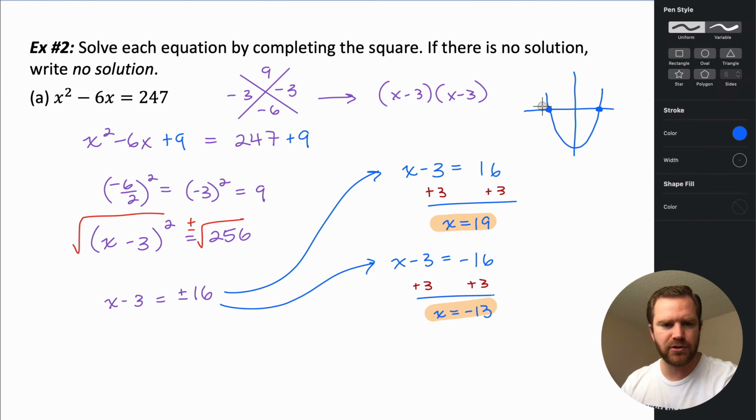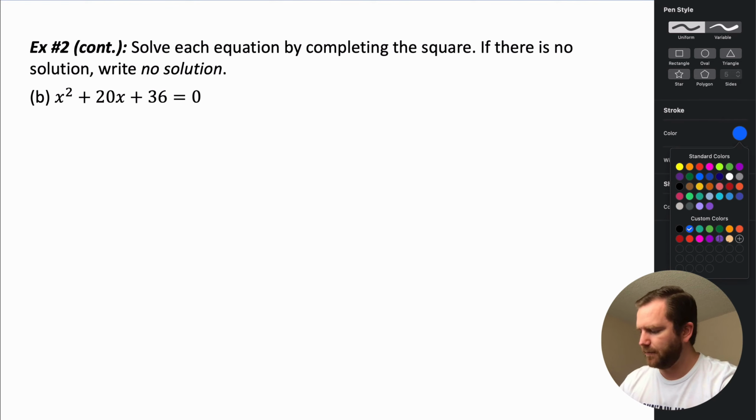Some other names for solutions that you might experience are something like x-intercepts, because again, it's where it crosses the x-axis. You might hear them called zeros or roots. So just know that if you ever hear them called solutions, intercepts, or x-intercepts, zeros, roots, they're all talking about the same thing. Okay, so let's try this example.